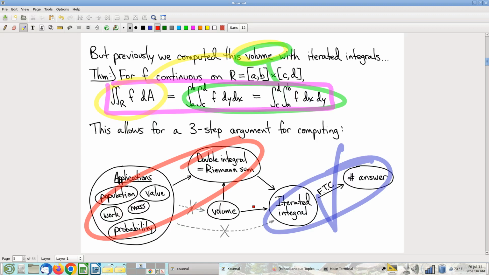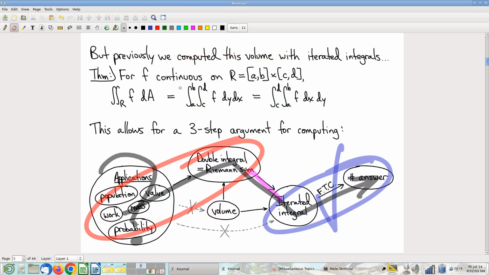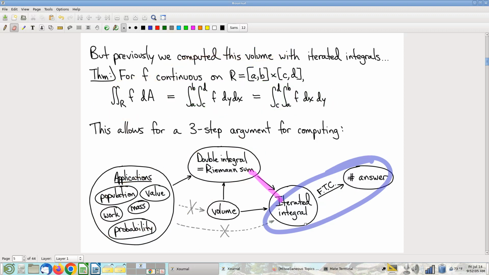The whole point here to the volume computation is to be able to make that connection right there. So that now we have a 3-step process. If you have an application problem, write it as a double integral, rewrite it as an iterated integral, use the fundamental theorem to get your answer. 3-step process. And all 3 steps are critical here. Okay. All right. Now, I want to remind you some things we've already talked about, but important.